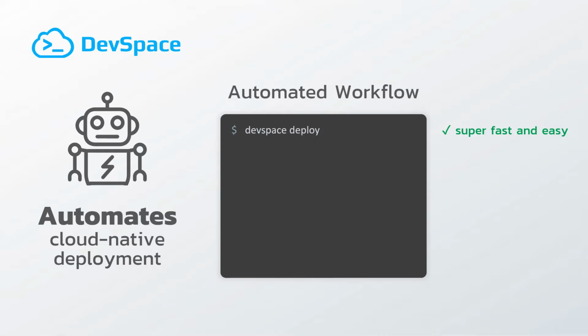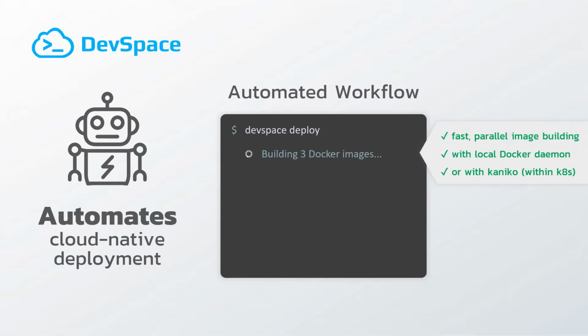DevSpace automates all deployment steps. First, DevSpace builds all necessary Docker images. To speed up the build process, DevSpace runs all build processes in parallel. Images can either be built with a local Docker daemon or with Kaniko directly inside a Kubernetes pod. DevSpace supports even advanced build features such as multi-stage builds.